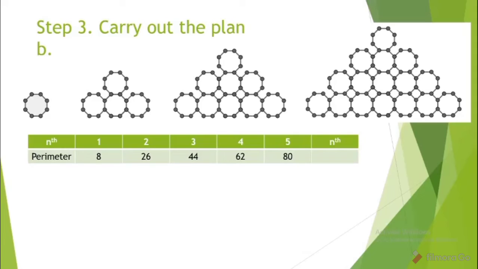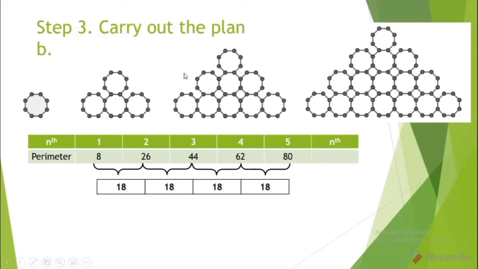Ang perimeter ng figure 3 is 44. And ang perimeter ng figure 4 ay 62. So, we must find the difference ng mga yan. So, 26 minus 8 is 18. 44 minus 26 is 18. 62 minus 44 is 18. And 18 minus 62 is 18.